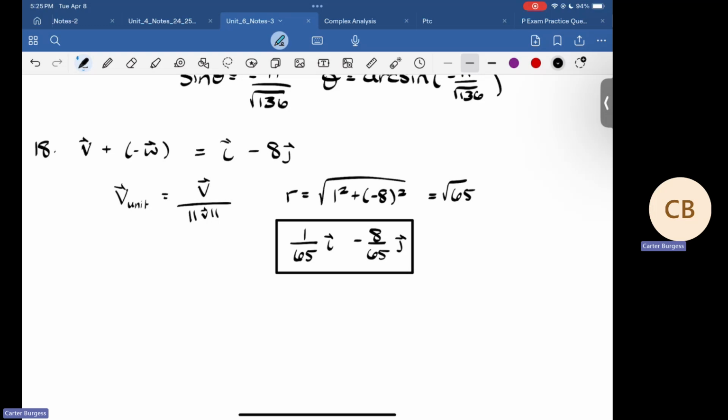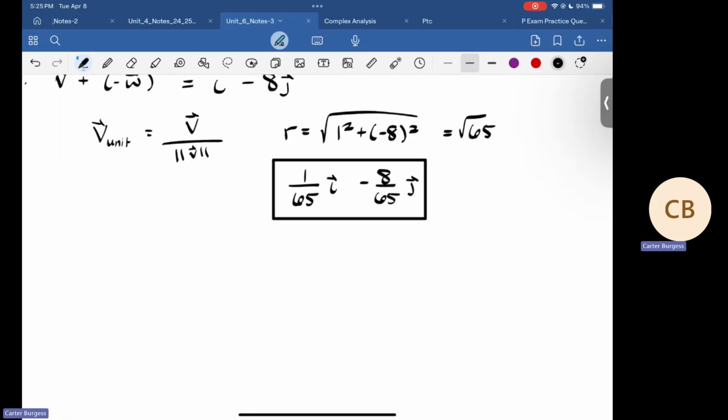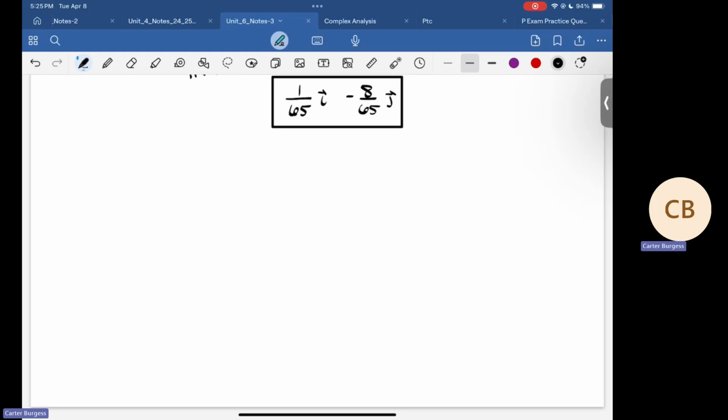All right, that wraps up what I wanted to take a look at for the free response questions. But I do want to also take a brief look at what we had going on with the multiple choice as well. Dividing line here. So number 1 on the multiple choice.